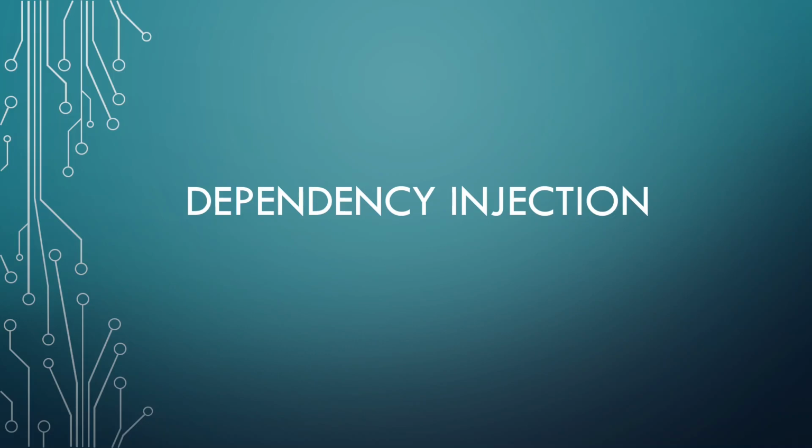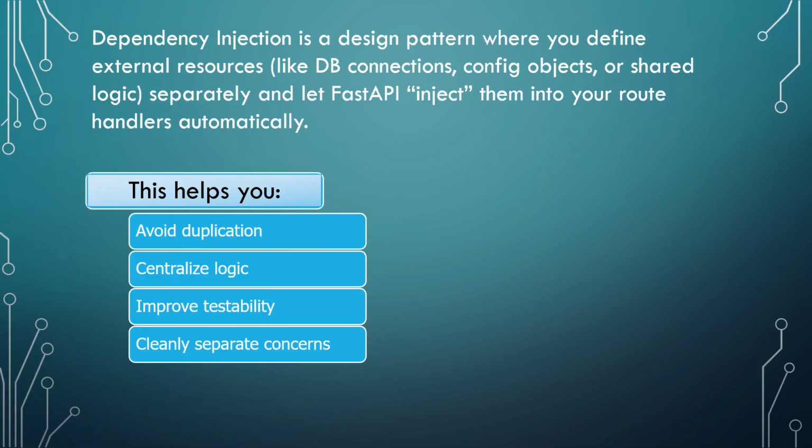Dependency injection is a very important topic before we dive into database connection. So the first thing, what is dependency injection? Here we have this description. Dependency injection is a design pattern where you define external resources like DB connection, config object or shared logic separately and let FastAPI inject them into your route handler automatically. I know this goes over your head, but don't worry, I will explain this.